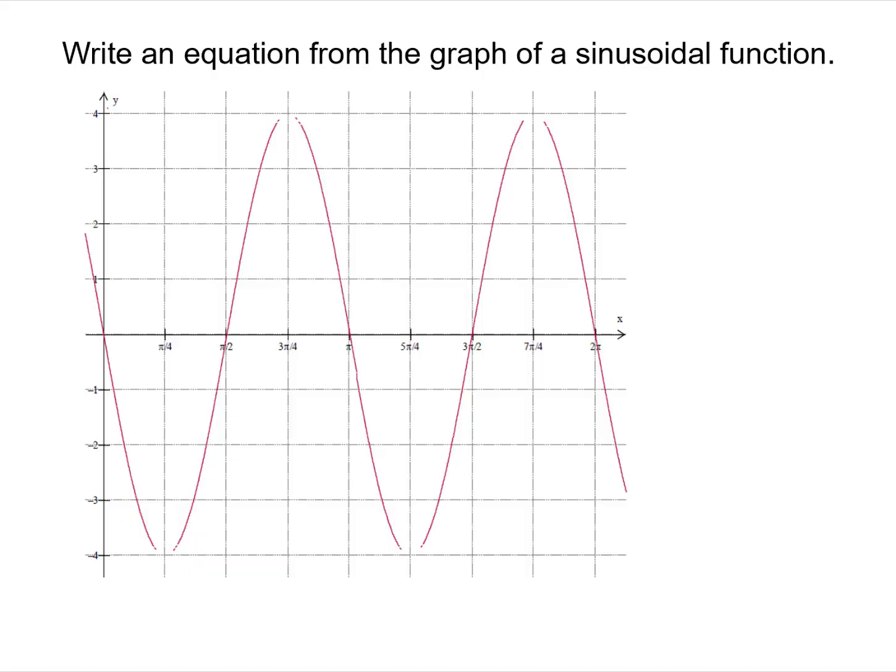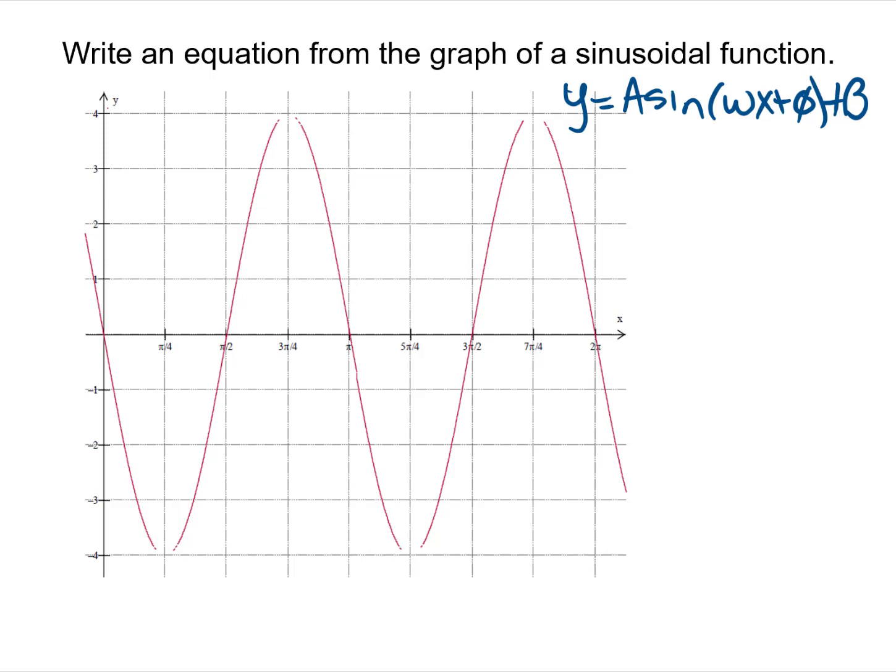Given a graph, we need to be able to write the equation using either a sine or a cosine. So let's do one of them. We'll do this one in the form y equals a sine(omega x plus phi) plus b, and then we'll do one with a cosine, then one where we can choose one or the other. We need to be able to use either function.